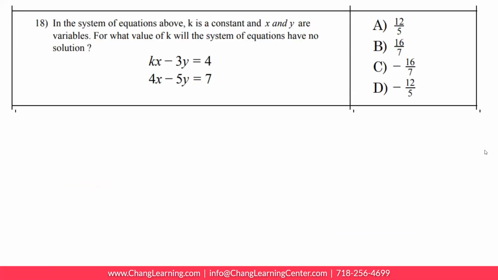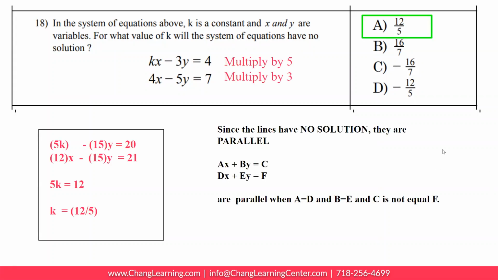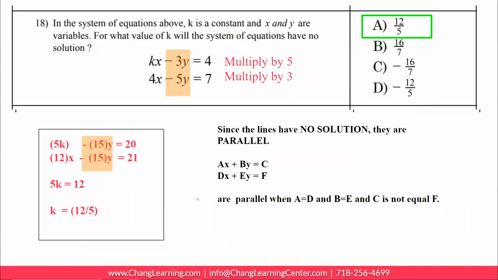For the next one, we have another system of linear equations where k is a constant and x and y are variables. For what value of k will the system of equations have no solution? Well, kx minus 3y equals 4, and 4x minus 5y equals 7. So what we can do here is multiply the first equation by 5 and the second equation by 3 so that we get the same value in the y column. So I'll highlight that here. We're making this column the same. The 3 and the 5, we're making them both 15y.